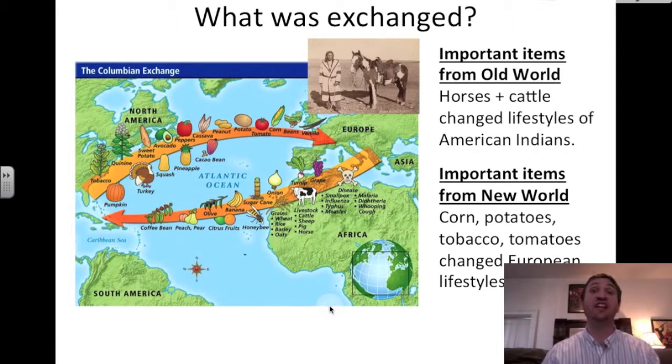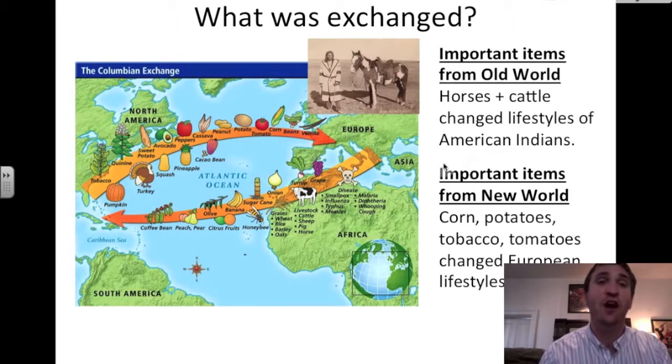What was exchanged in the Columbian Exchange? Let's talk about the important items. First, from the Old World. Horses and cattle are sent to the New World, and they change the lifestyles of American Indians. You see this Native American with a horse.